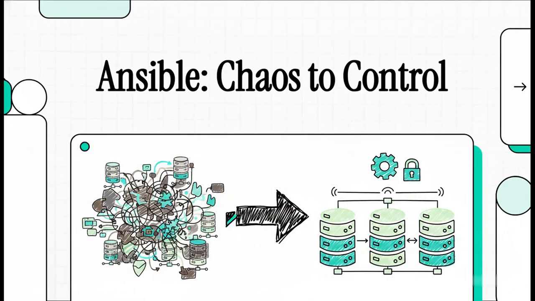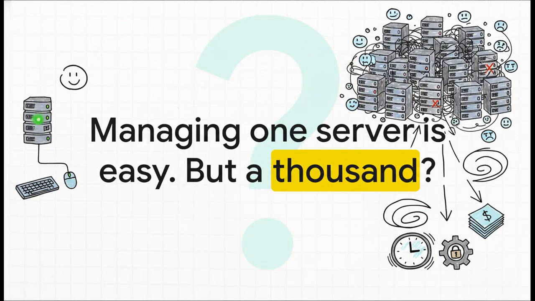predictable operation. Managing a single server? Piece of cake. Logging in to tweak a firewall rule is trivial. But what happens when your infrastructure scales to 10, 100, or even 1,000 servers? Suddenly, you're losing countless hours to repetitive manual tasks, you're hunting down SSH keys, dealing with scripts that work on one machine but completely bomb on another, and generally pulling your hair out. That is exactly why we need a better way.